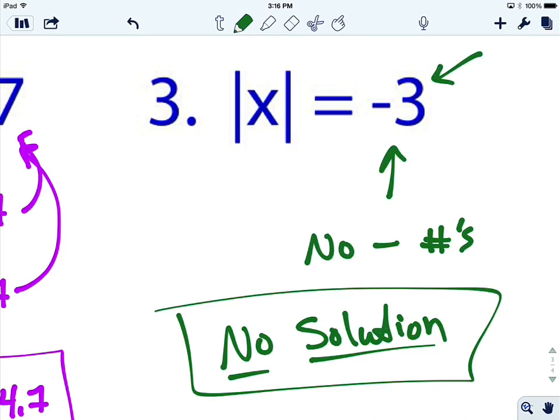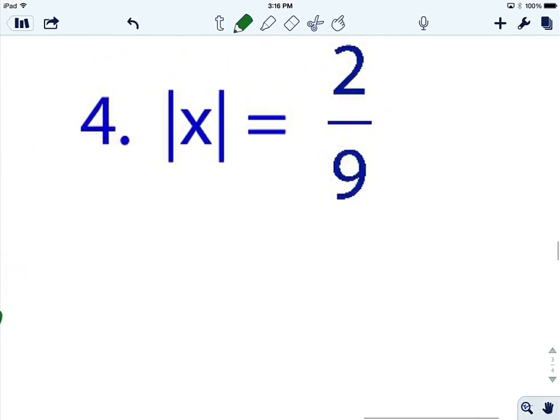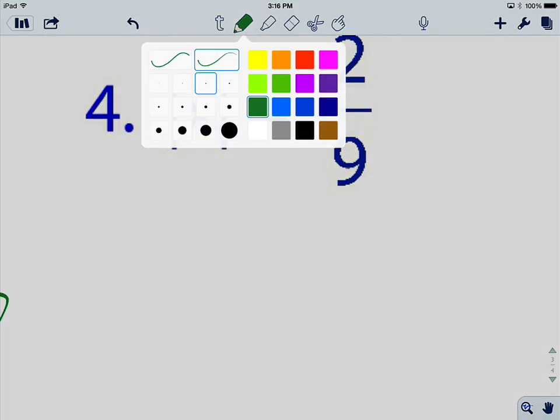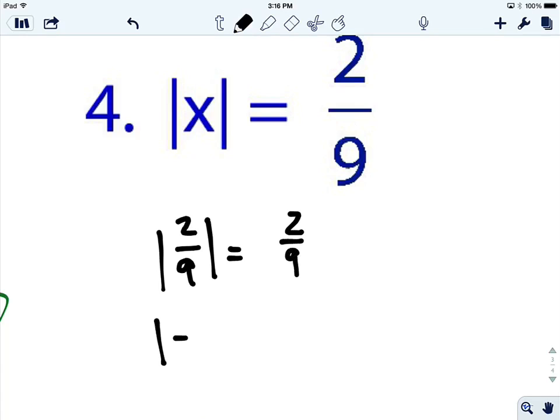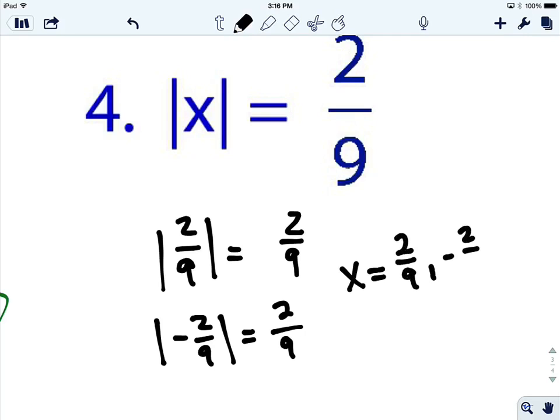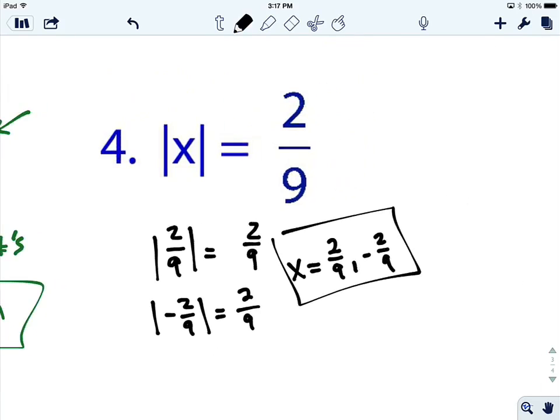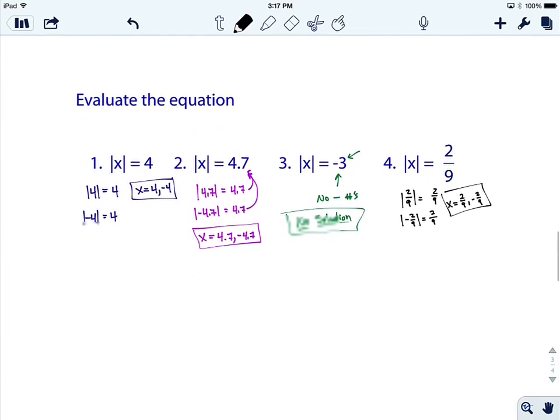Here's number 4. This one's a fraction, but still nothing changes. So again, the absolute value of 2 over 9 is still going to be 2 over 9. Same if it was a negative 2 over 9. It would still spit out a positive 2 over 9. So once again, the values for x are 2 over 9 or negative 2 over 9. Okay? And that's the end of those 4.